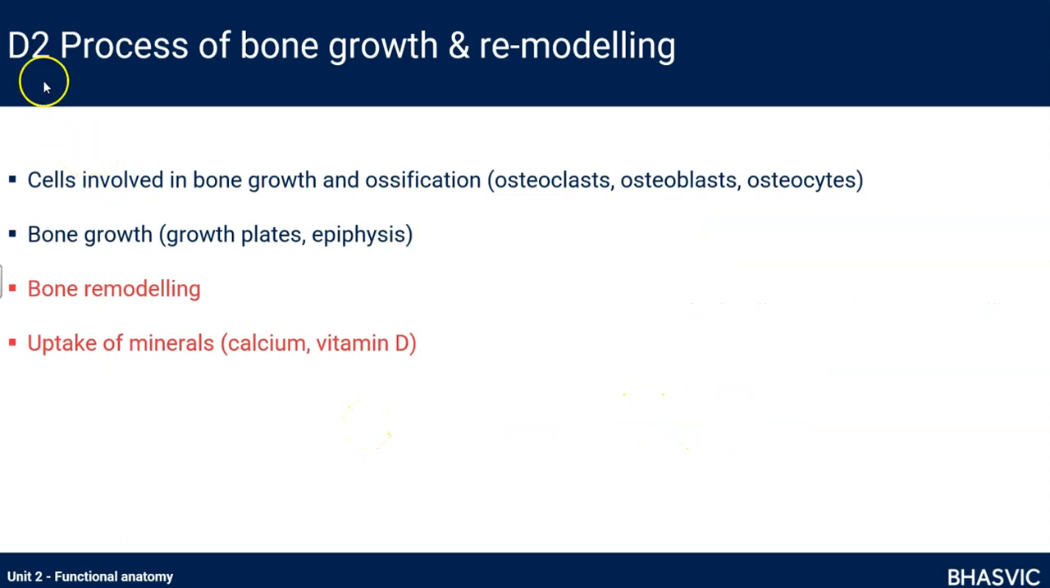So that is it for D2, the process of bone remodeling. Remember, we did bone growth earlier. This is the remodeling content that we did. What is bone remodeling and what minerals are important? And bizarrely, your specification has put calcium, which is correct, but vitamin D, even though they've only talked about minerals. It's obviously a vitamin.